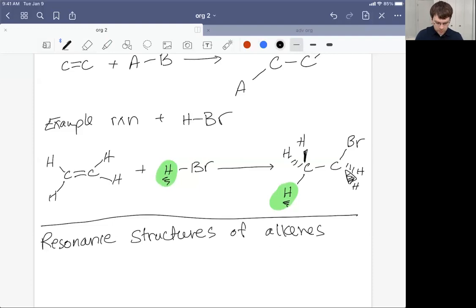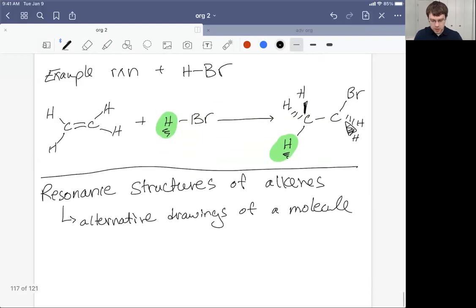But just to start, what I'm going to say is that these are alternative drawings of a molecule. Okay, so what these do is they do a lot for us. They help to explain to us the types of reactions so that we can understand where electrophiles and nucleophiles may want to add on systems that don't have a dipole in nature.